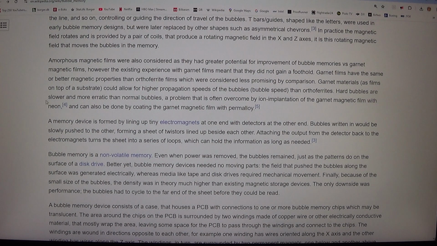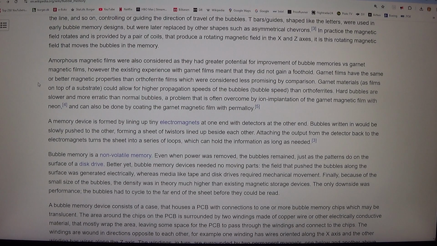garnet magnetic films. However, the existing experience with garnet films meant that they did not gain a foothold. Garnet films have the same or better magnetic properties than orthoferrite films, which were considered less promising by comparison. Garnet materials, as films on top of a substrate, could allow for higher propagation speeds of the bubbles than orthoferrites. Hard bubbles are slower and more erratic than normal bubbles, a problem that is often overcome by ion implantation of the garnet magnetic film with neon, and can also be done by coating the garnet magnetic film with permalloy.